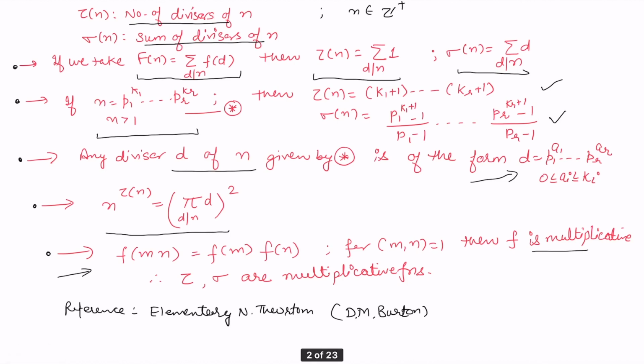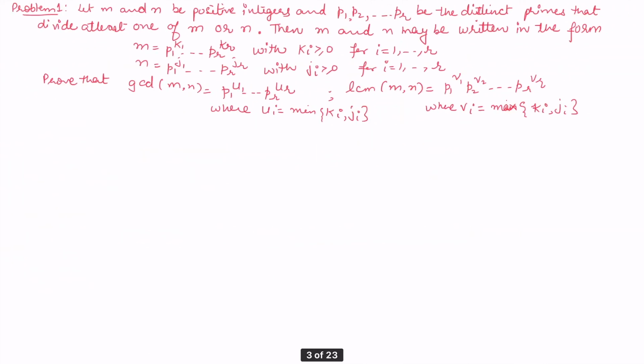Now let's start taking some problems. The first problem is about m and n, two positive integers given to us, and distinct primes which divide at least one of m or n. Then m and n may be written in this form. Also we want to prove that the GCD and LCM are of this type, where ui is the minimum and vi is the maximum. So let's take these cases one by one.